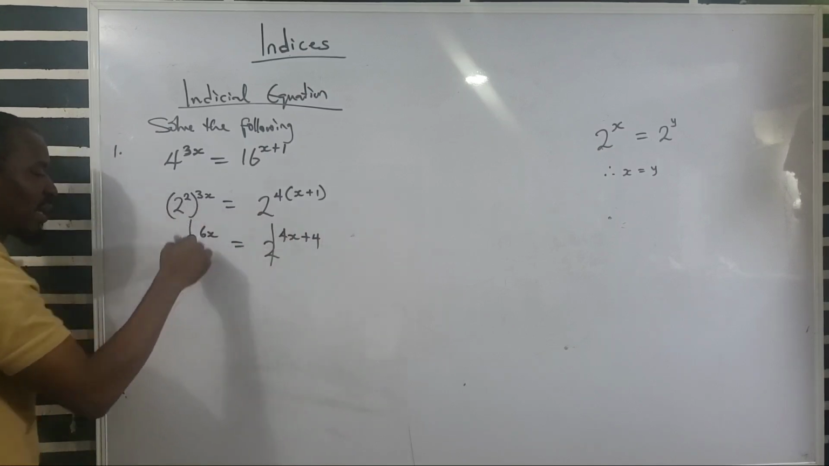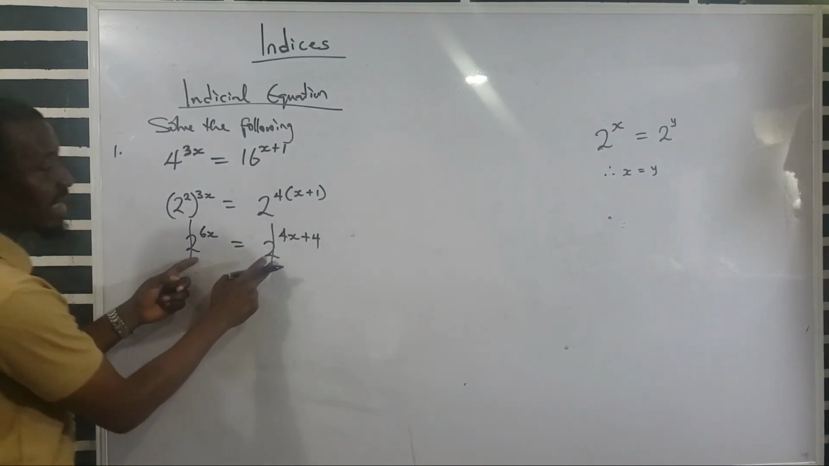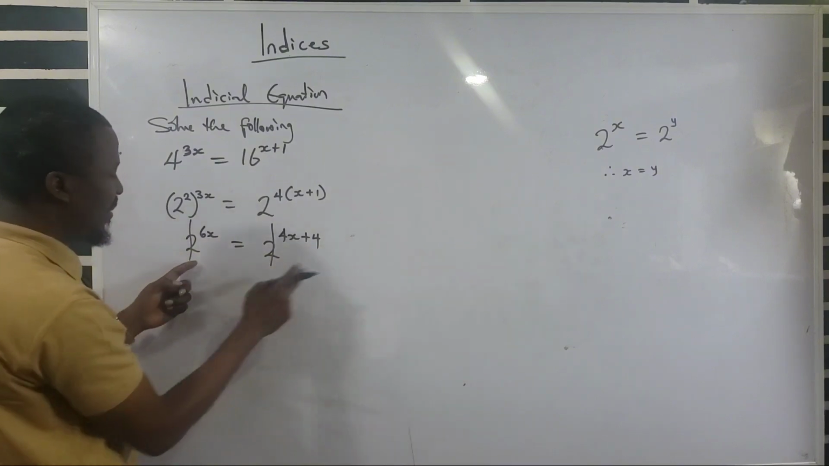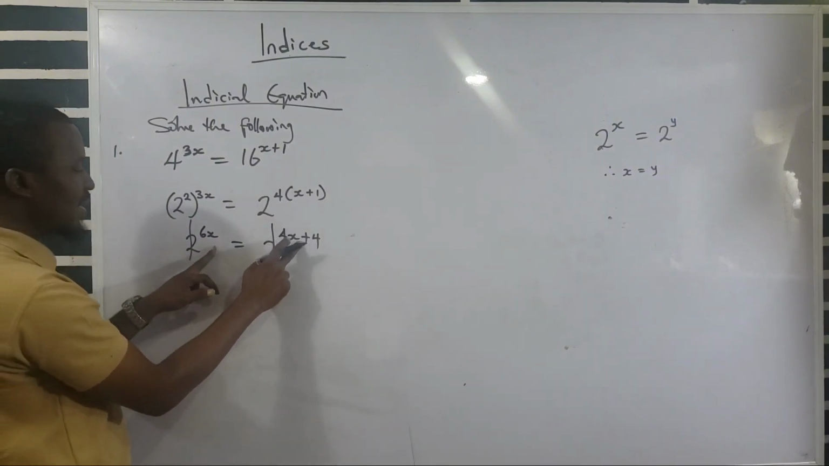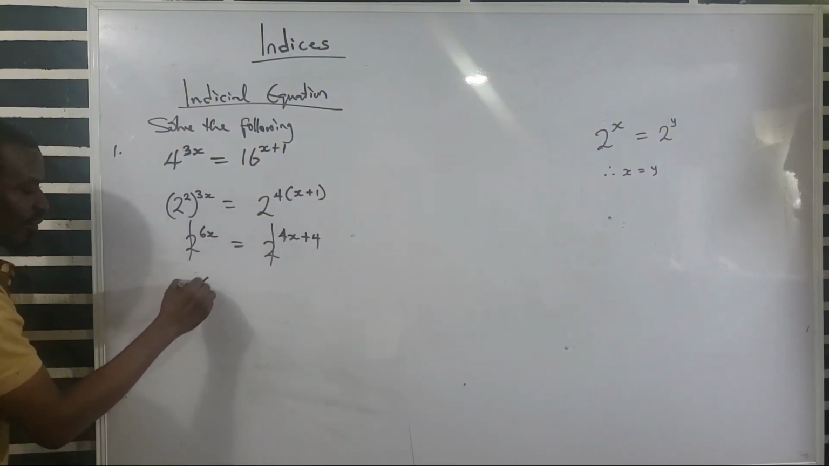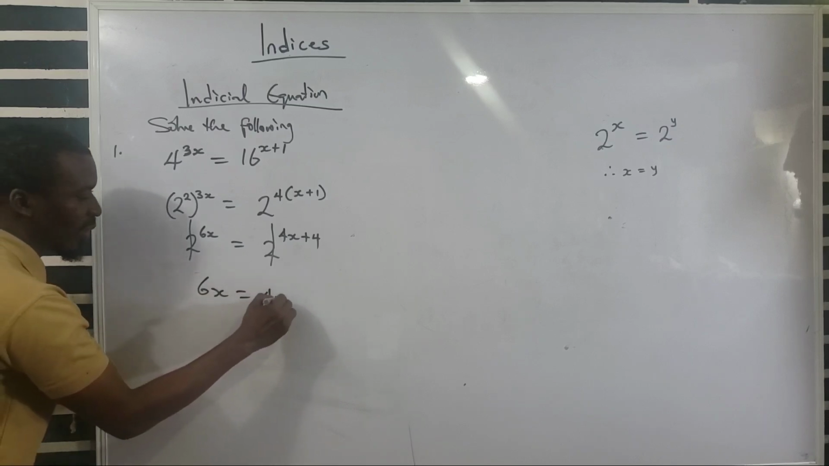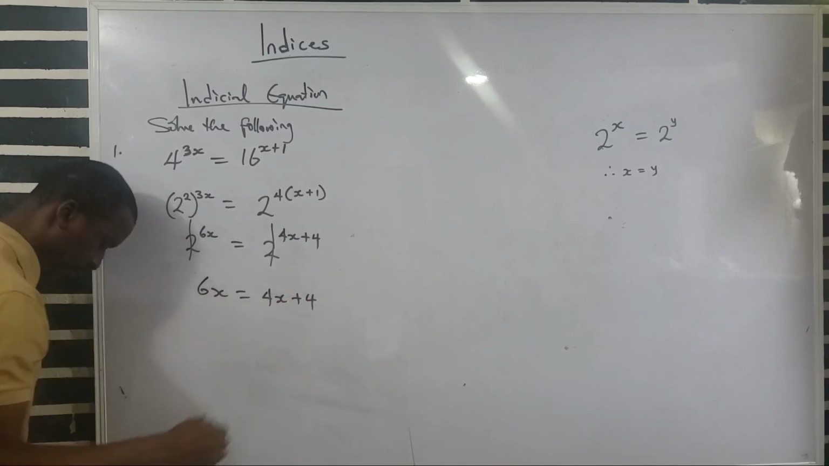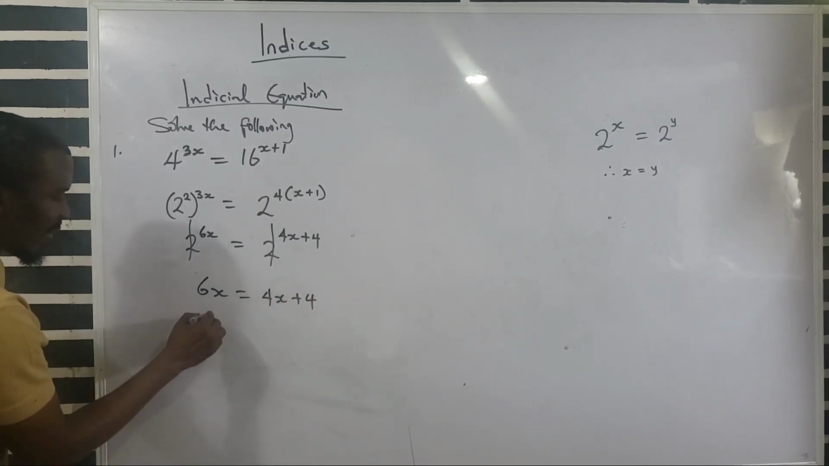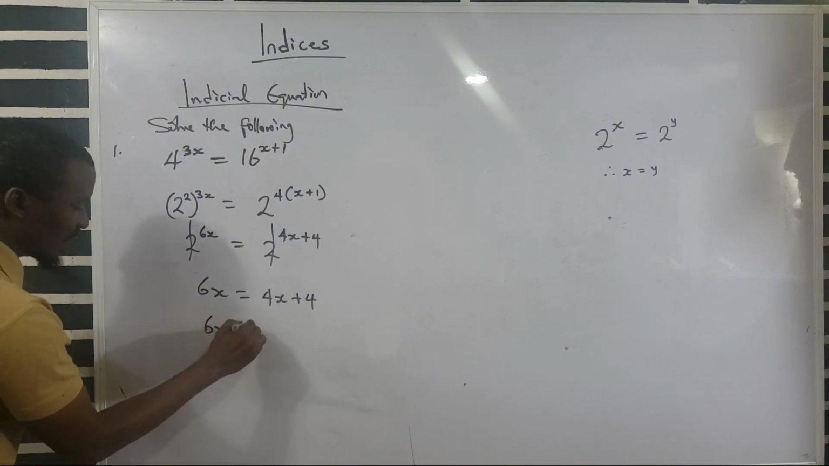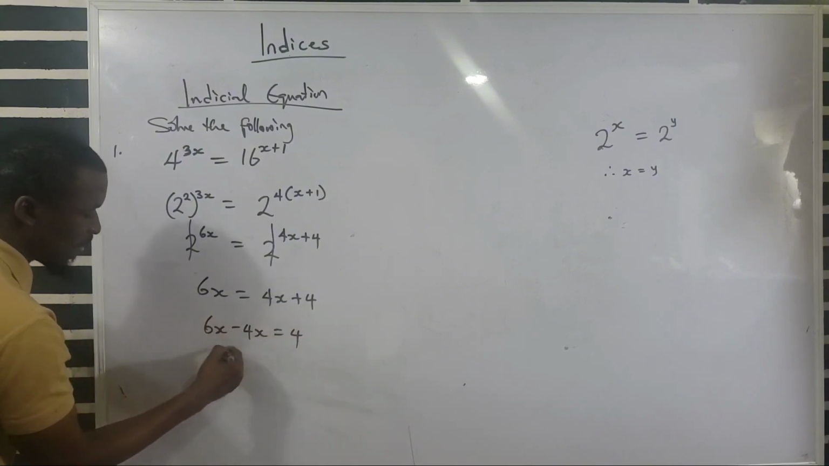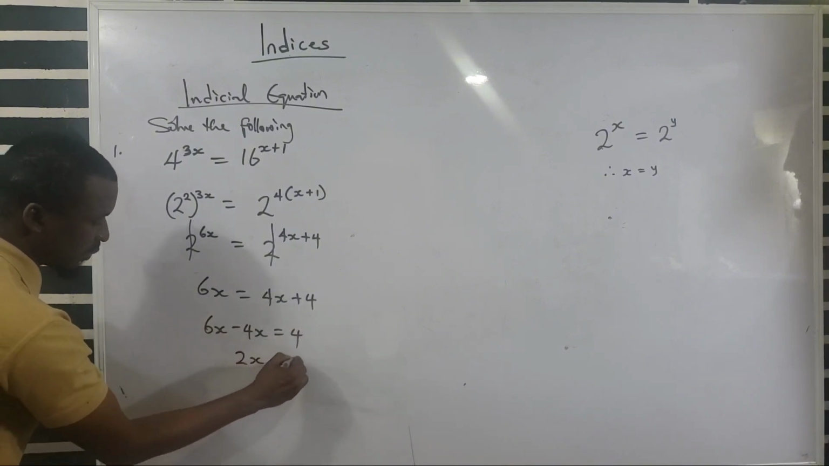So you can as well cancel out the base. Since the bases are the same, just like what we did there, that means the indices are what? The same. So that will give you that 6x equals 4x plus 4. So bring this one over here: 6x minus 4x equals 4. That will give you 2x equals 4.